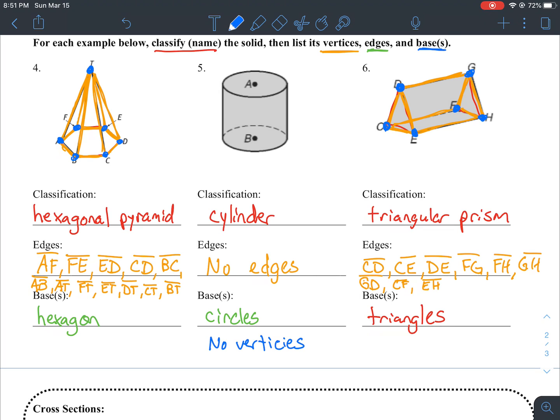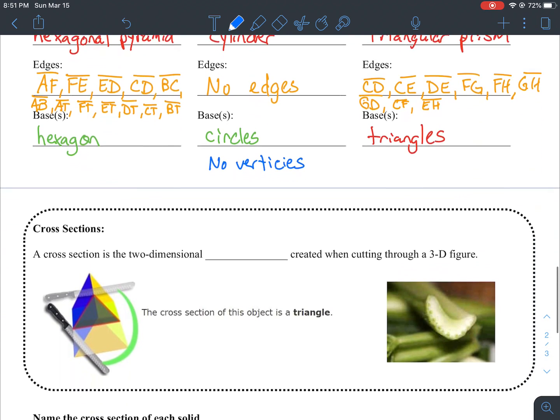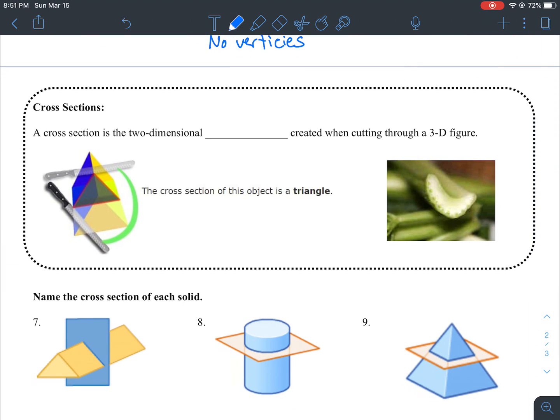So here are some examples where, again, we're just starting to put our vocabulary to use. The classifications, the edges, the bases, the vertices. Okay? Now, the last thing we're going to talk about today is what we call a cross-section. A cross-section is the two-dimensional shape that gets created when cutting through a three-dimensional shape. So again, this is now starting 3D and bringing it back to 2 dimensions.